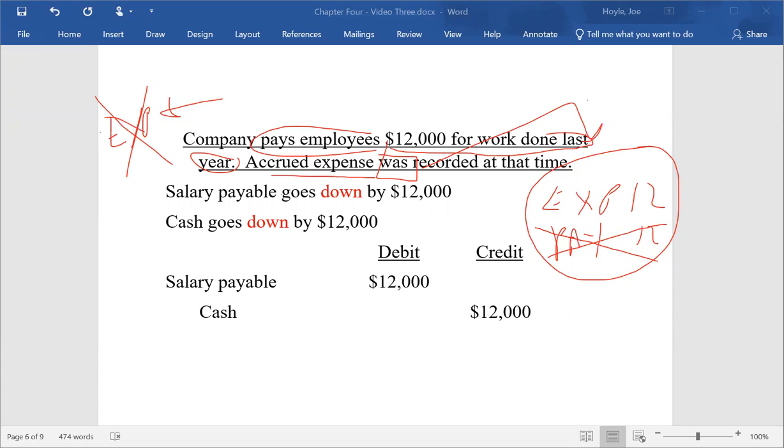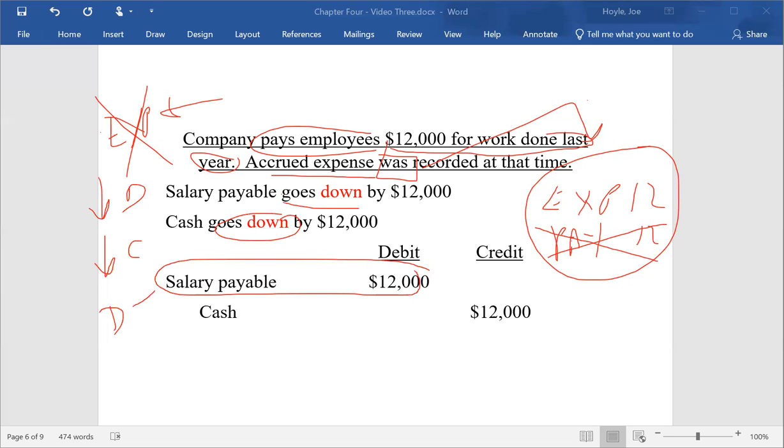The salary payable goes down. Salary payable is a liability. It goes up with a credit. It will go down with a debit. Cash also goes down. Cash is an asset. It goes up with a debit. It will go down with a credit. And that's exactly what I'm showing here. Salary payable is debited. That tells the reader that it has gone down. They have paid that balance right there off. And my cash has also gone down. So that is shown by that entry.